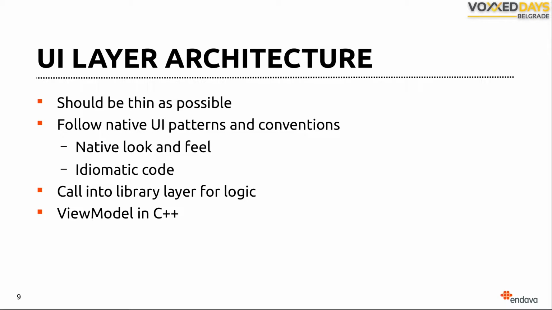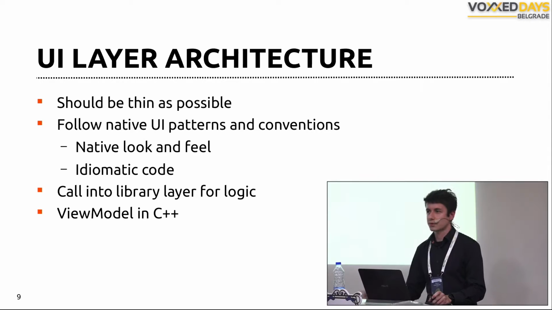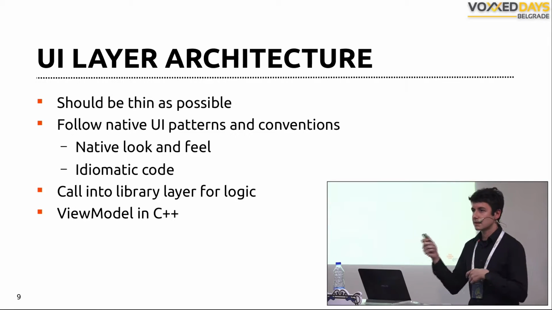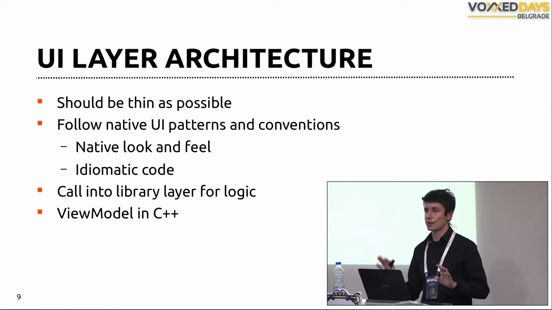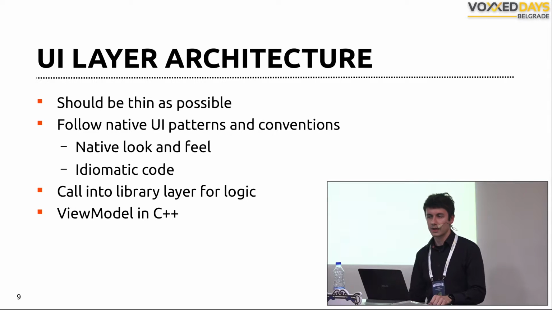So when we are talking about UI layer architecture, the most important thing in such an architecture is that you have as thin a UI layer as possible, because you don't want to have business logic incorporated in the UI layer. You want to have it separated out. The UI layer is only supposed to draw activities, buttons, text boxes, or whatever, and nothing more, and to communicate with the lower layers.